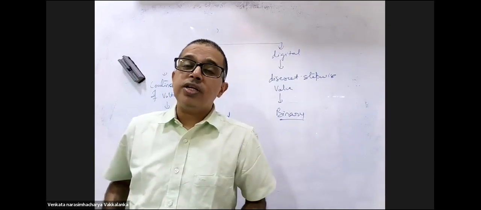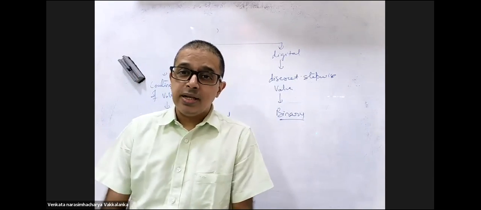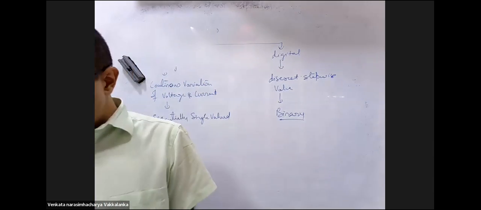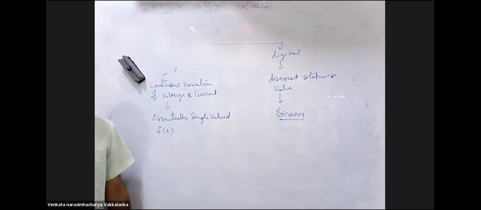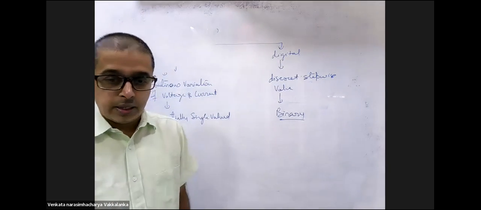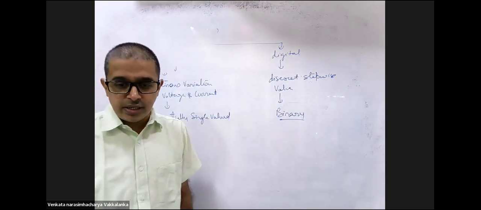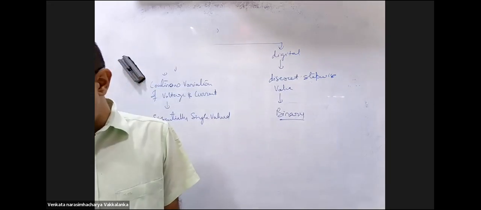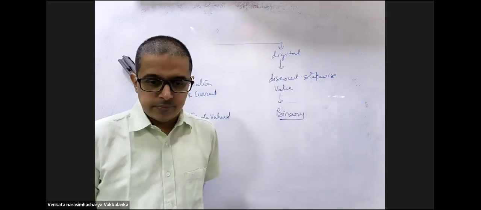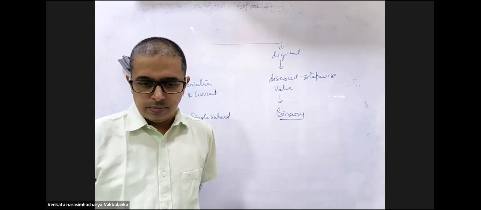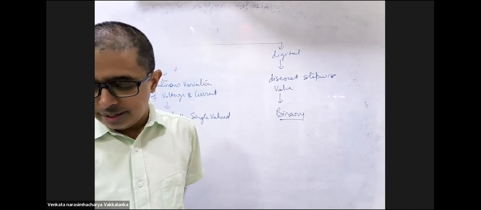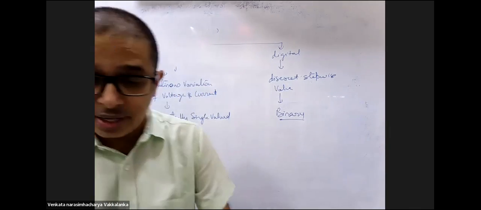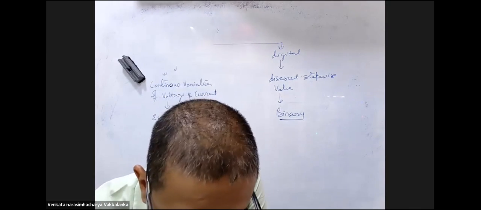Then the question is, what is attenuation of the signal? Write down that attenuation is the loss of strength of a signal while propagating through a medium.